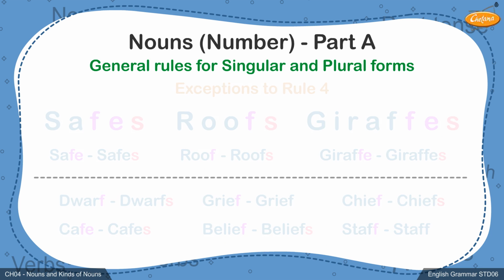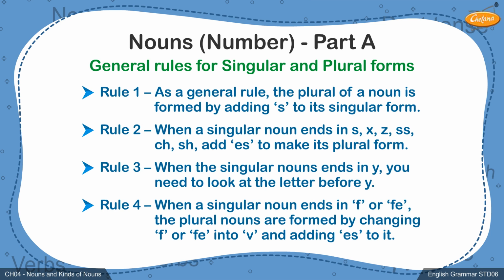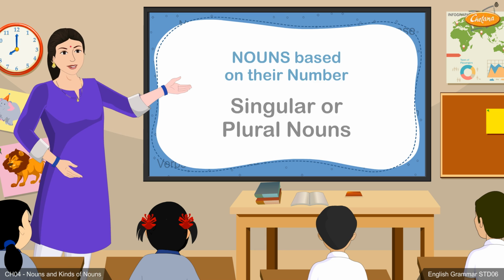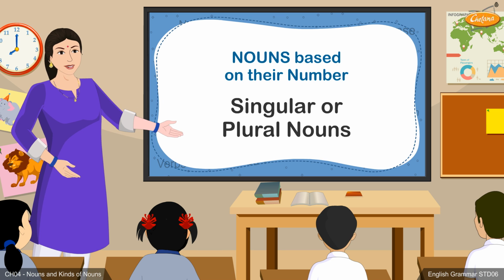Students, we have learned all the 4 rules related to singular and plural nouns. You can now solve the exercises related to this topic. In the last topic, we spoke about how nouns can be categorized as per their number.